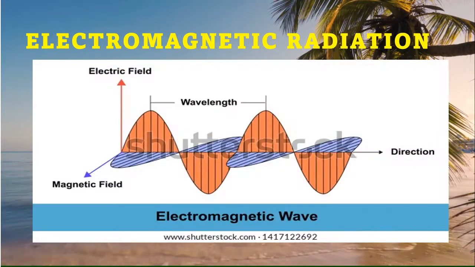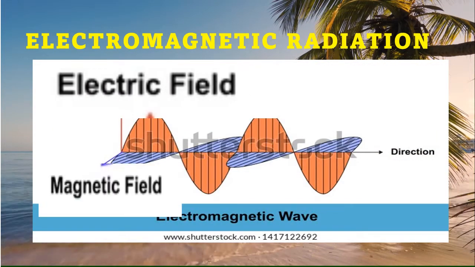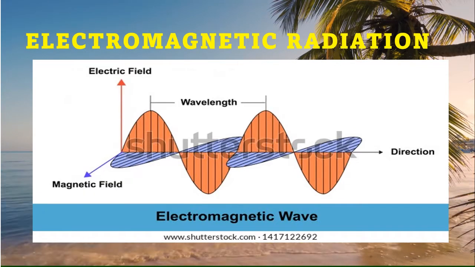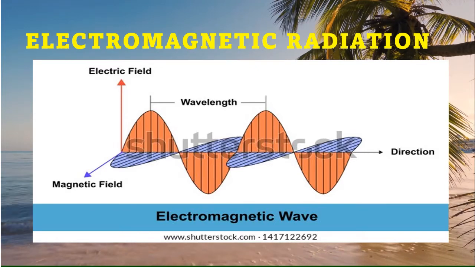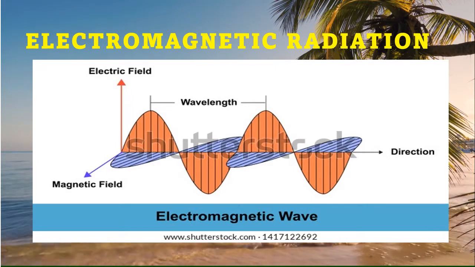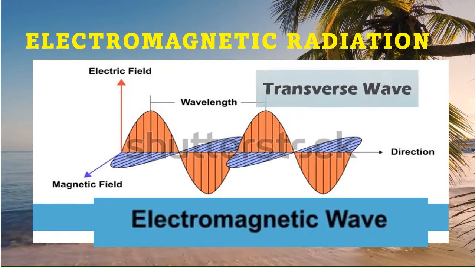Electromagnetic radiation propagates using electric field and magnetic field. That's why they are called electromagnetic waves. The electric field and magnetic field are perpendicular to each other. That's why EM waves are also a type of transverse wave.